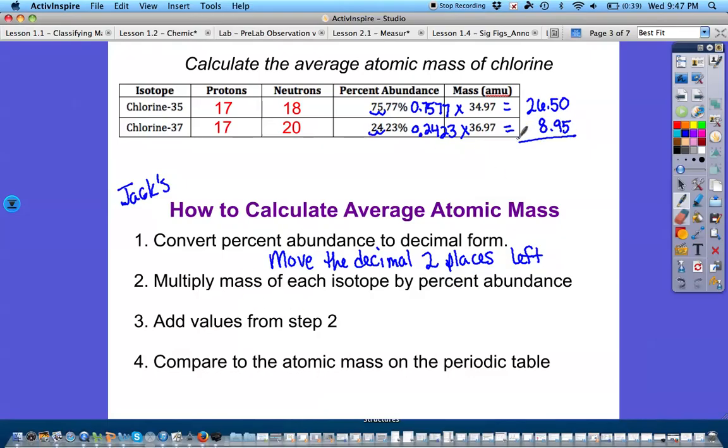Then we want to add those values together, which is going to give us 35.45. The units for average atomic mass is amu, for atomic mass unit, so you're going to want to label your number. And then the last thing that we do is we compare the atomic mass to the periodic table. So if you find chlorine on your periodic table, the average atomic mass is 35.45.